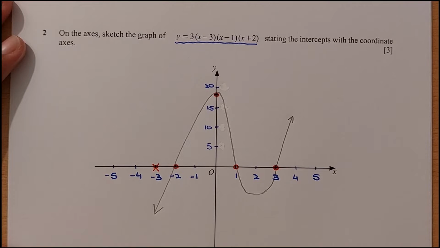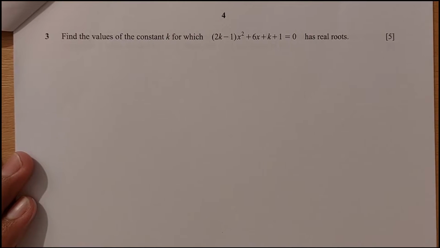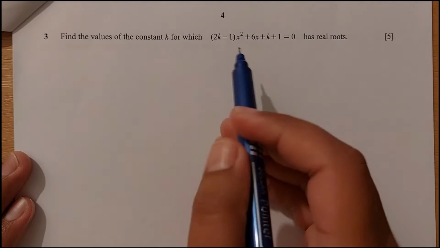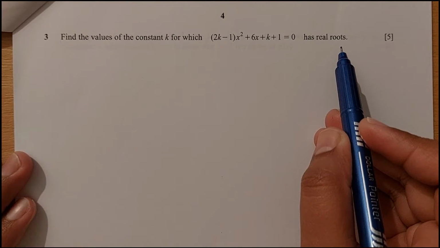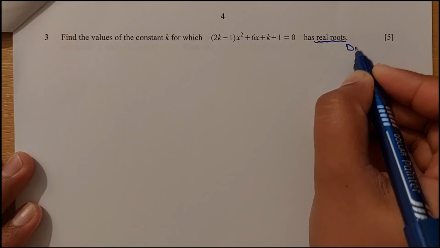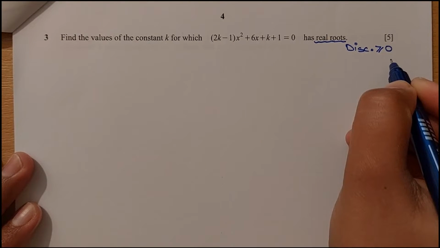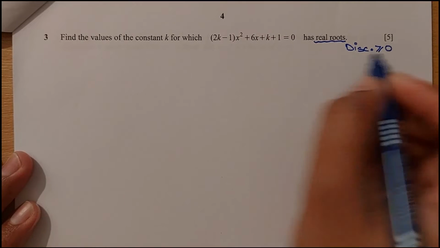So this is going to be the graph for the given polynomial function in factored form. Question number 3, find the values of the constant k for which this has a real root. Okay, so if it has a real root, it means the discriminant is greater than or equal to 0. For real roots, it is greater than or equal to 0.